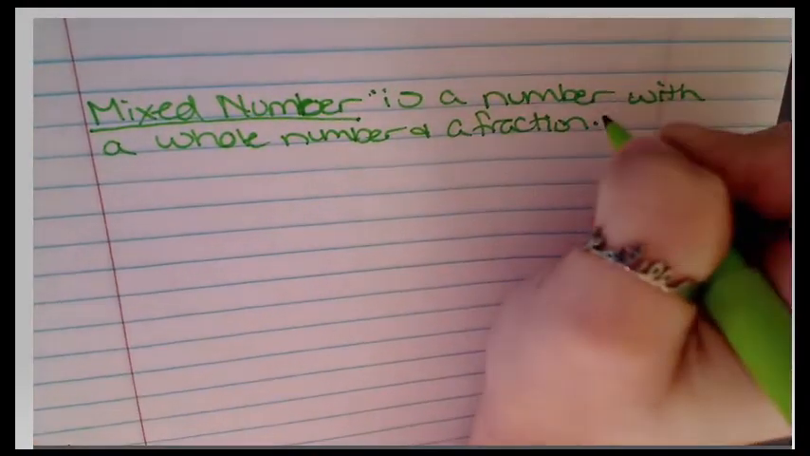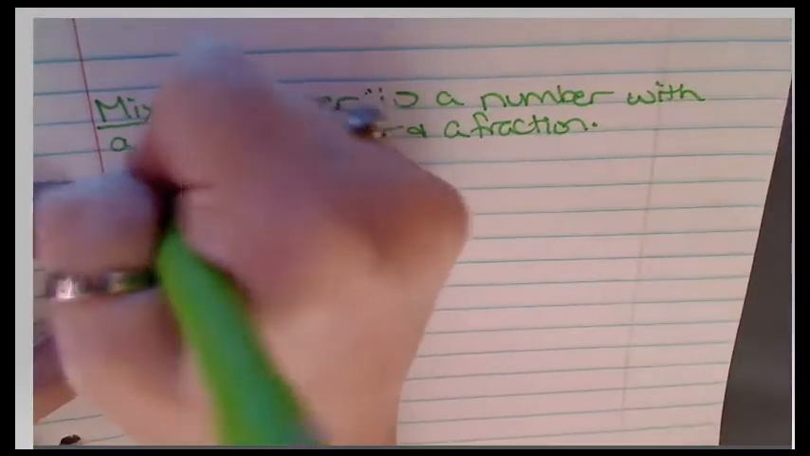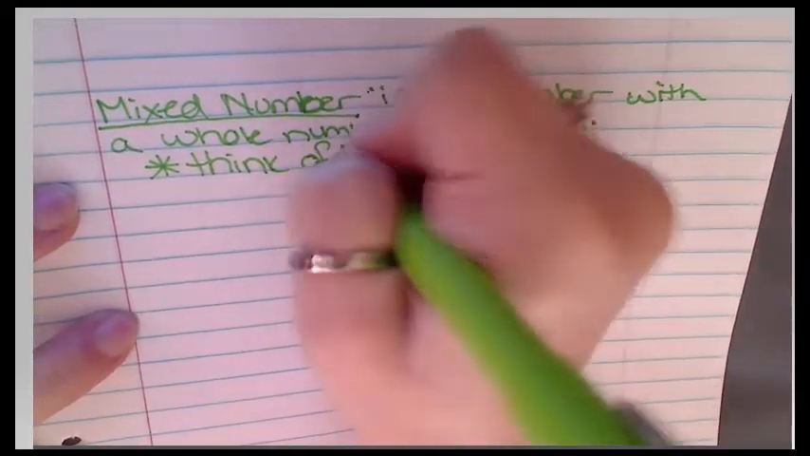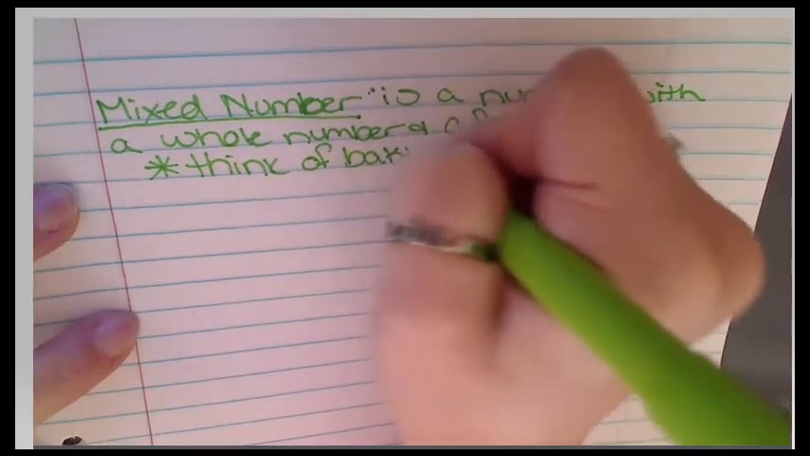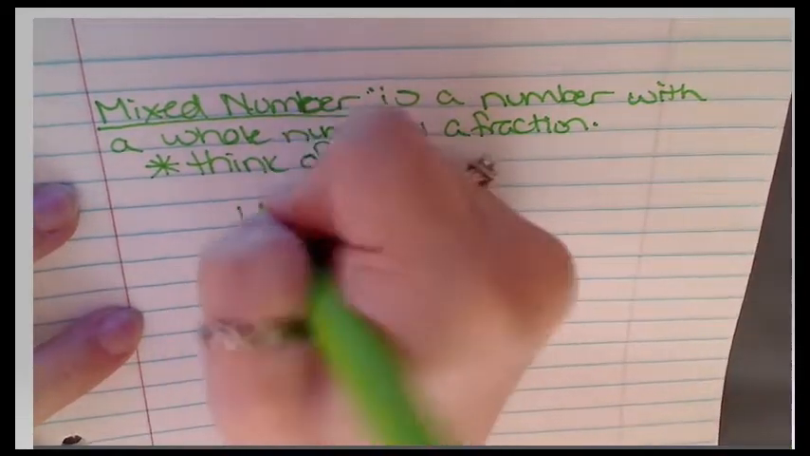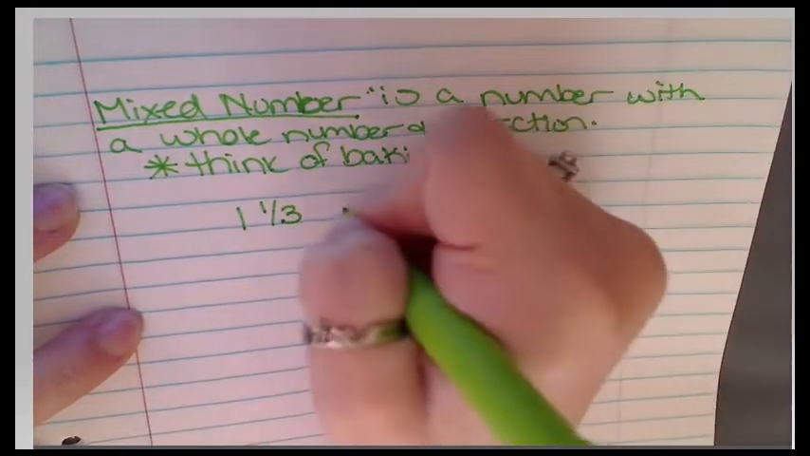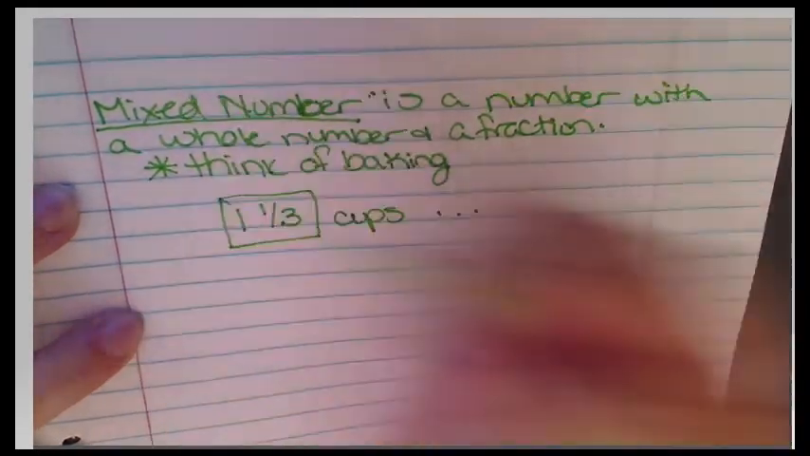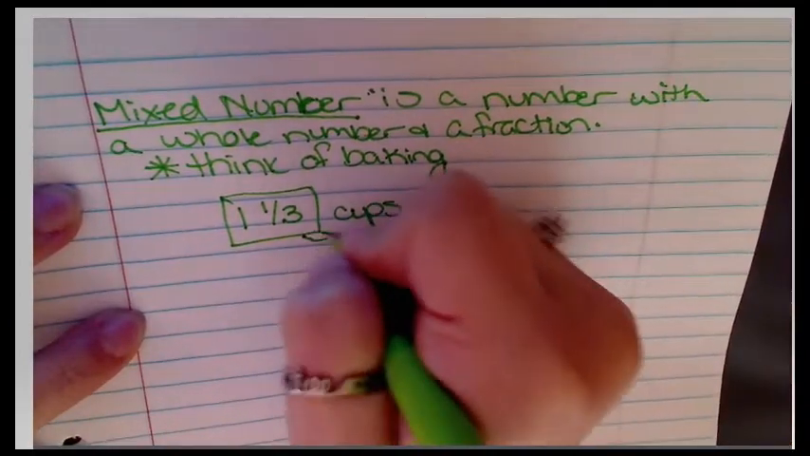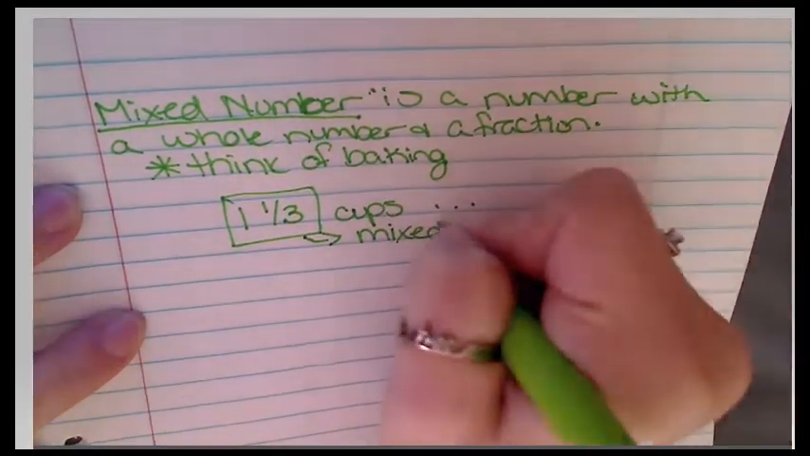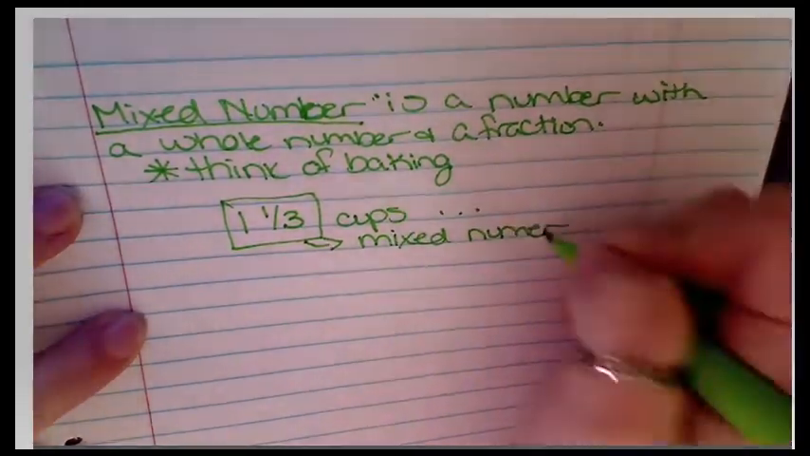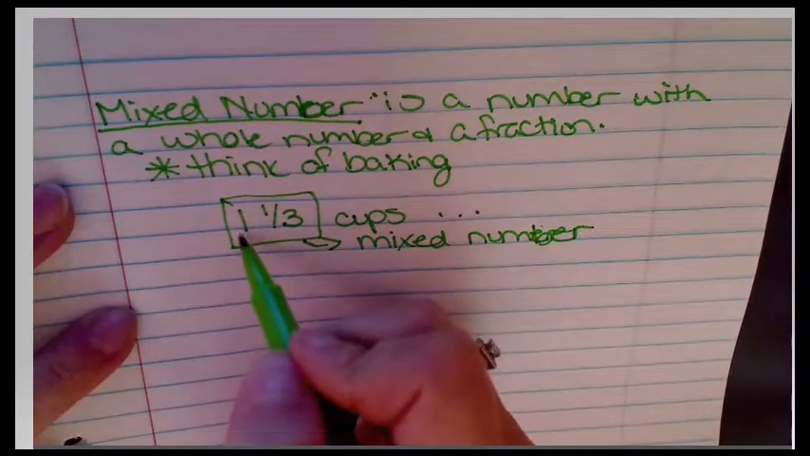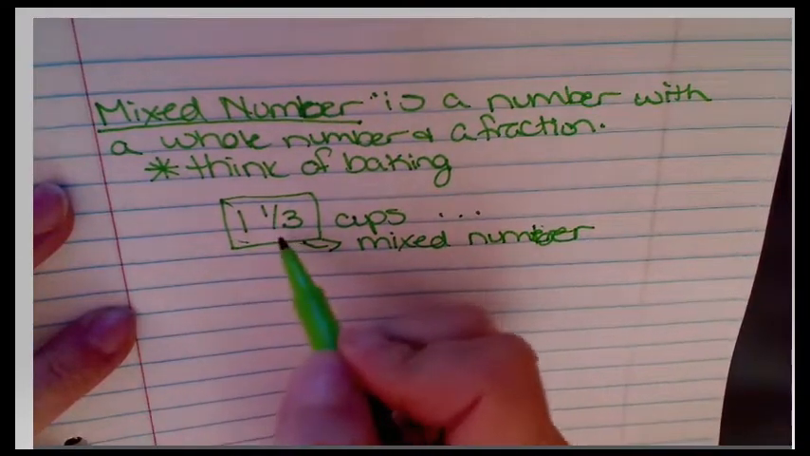If you want a real world application, think of whenever you're making your grandma's cookies and you have 1 1/3 cups of something. This is a mixed number. Okay, see, we have the whole part where we have 1 whole cup, but then we're going to also have a third of a cup.